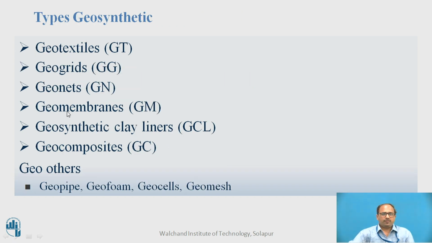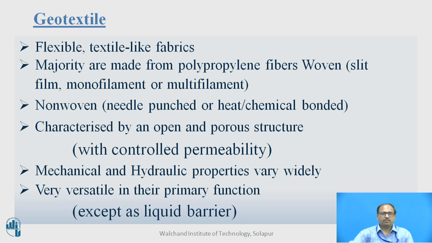Different types of geosynthetic materials are there. First one is geotextile, geogrid, geonet, geomembranes, geosynthetic clay liners and geocomposites. Some other geosynthetic materials are your geopipe, geofoam, geocell and geomesh. First, we will discuss one by one the different types of geosynthetic material.